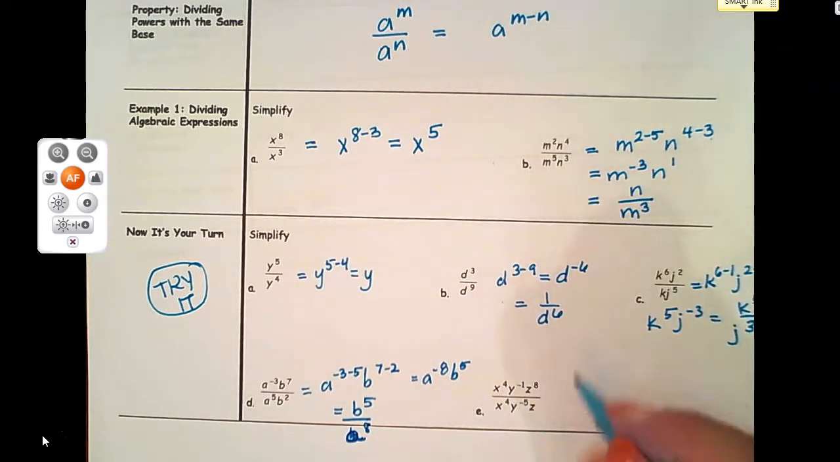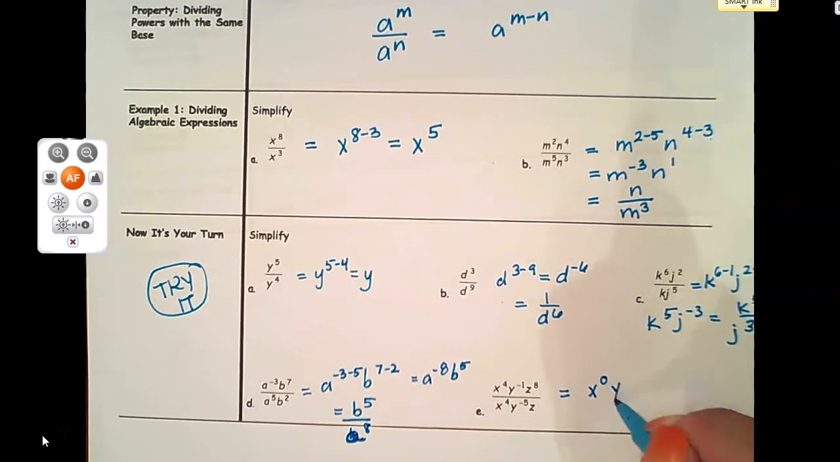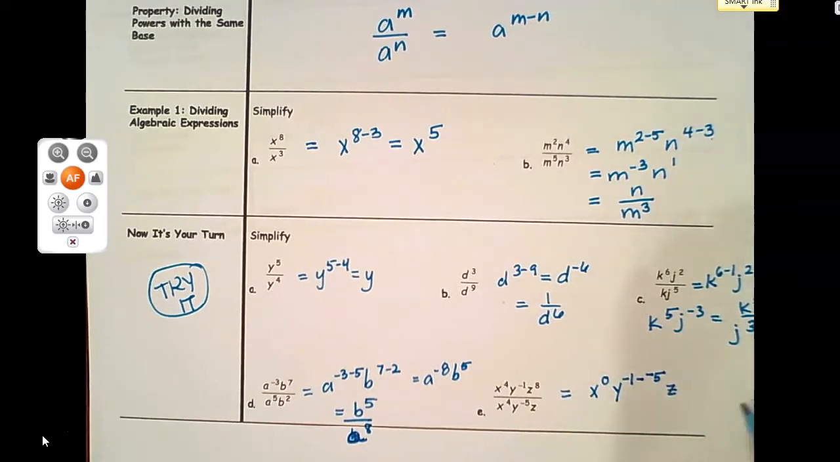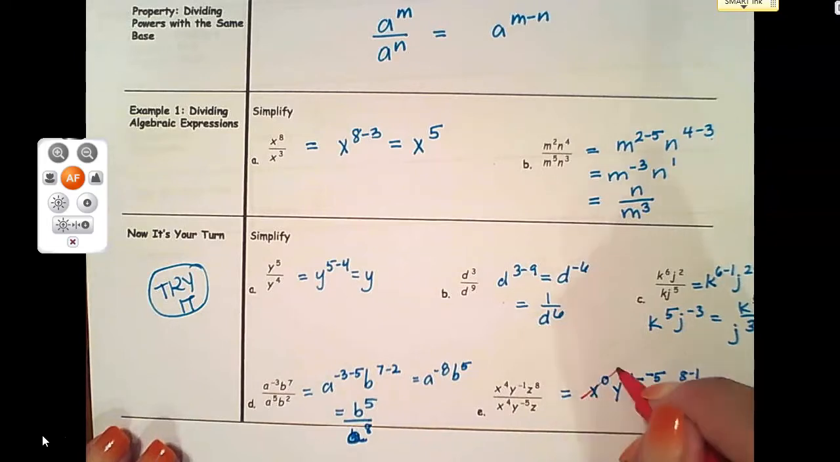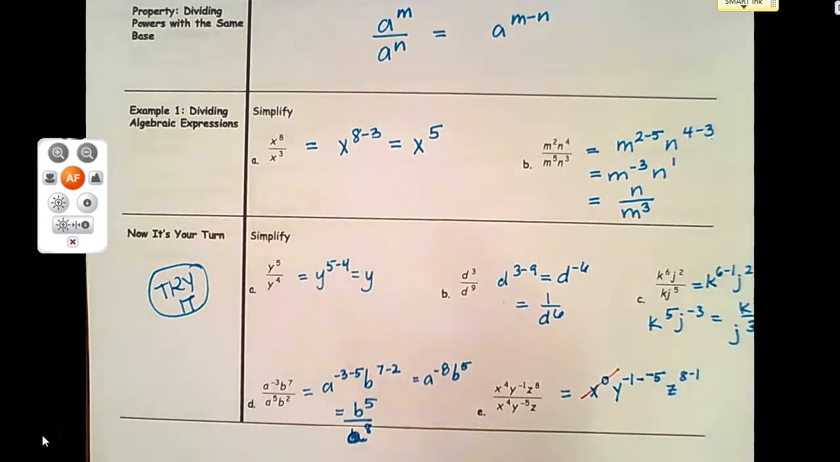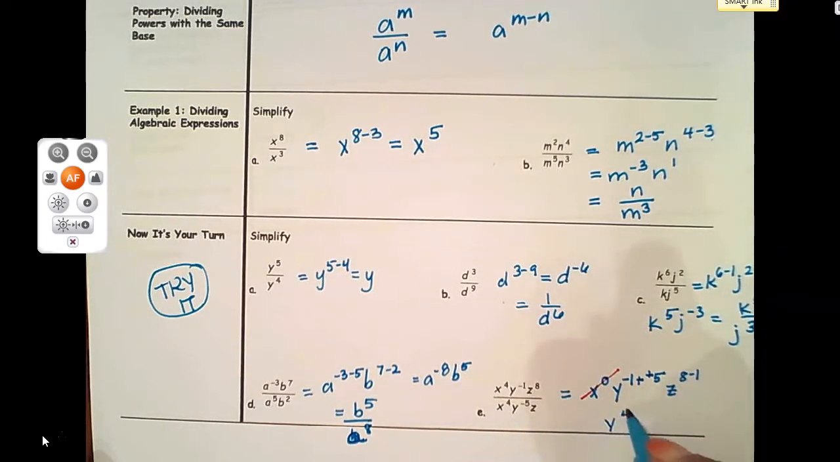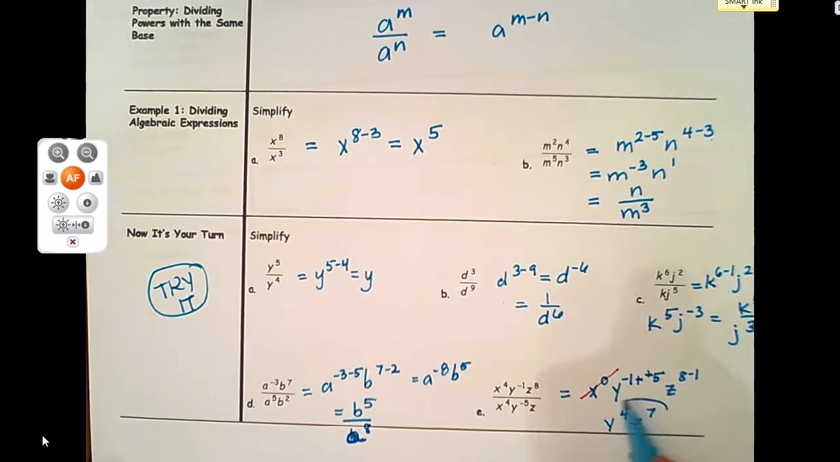My a to the negative 8th goes to the bottom and loses the negative. So here I've got, for letter E, x to the 4 minus 4, or 0, y to the negative 1 minus 5, and z to the 8 minus 1. So x to the 0, we could write that out as a 1, or we know that 1 times anything is equal to itself. Then negative 1 minus 5, I'm going to add the opposite here. I get y to the 4th, z to the 7th. And that is my final answer.